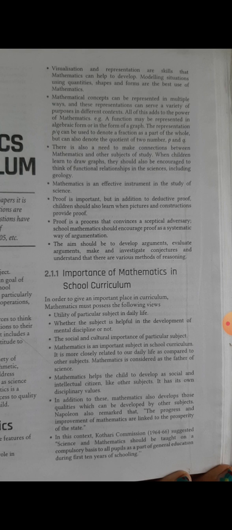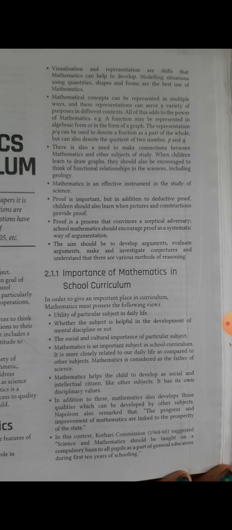Proof is a process that convinces a special adversary. School mathematics should encourage proof as a systematic way of argumentation. The aim should be to develop arguments, evaluate arguments, make and investigate conjectures, and understand that there are various methods of reasoning.